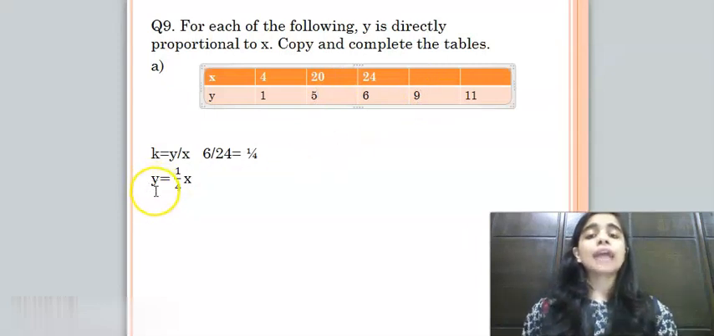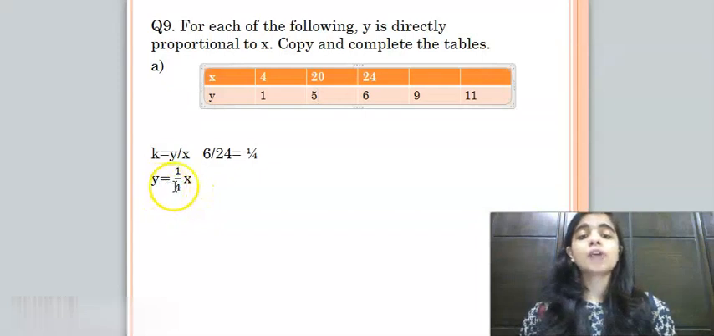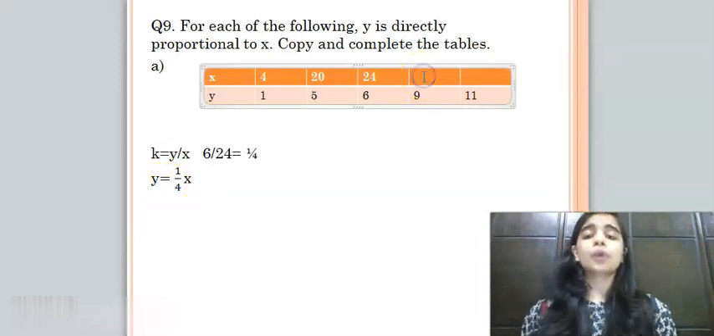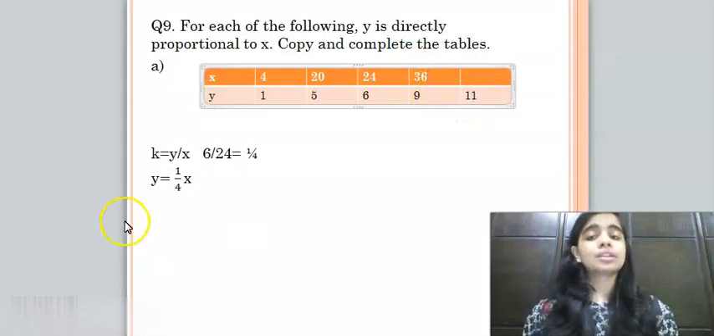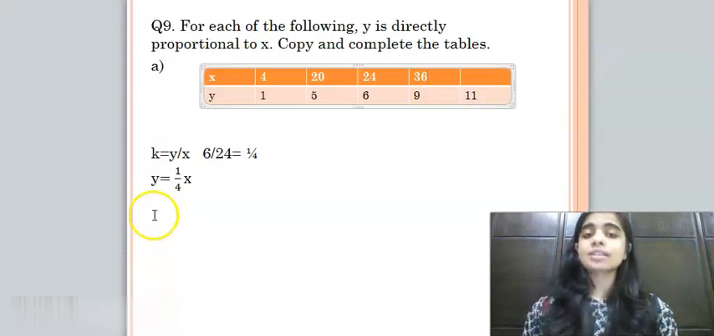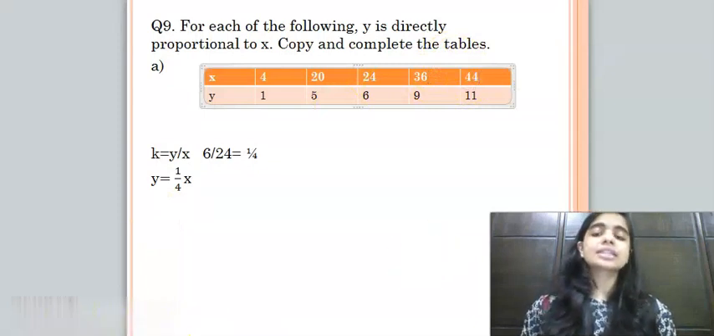Now I will put 9 in place of y. So next, what will I do? Yes, I will. This 4 is dividing over here, so it will multiply there. So I will multiply 9 with 4, which will give me, yes, 36. And what about this 11? How will I work this out? Again, I will just do 11 multiplied by 4. And the answer is, yes, it is 44. So we have completed this table.